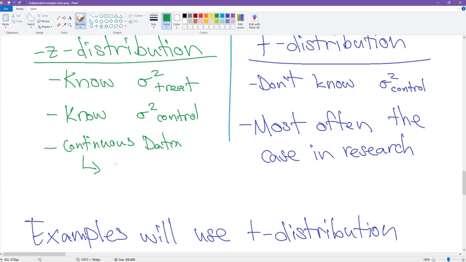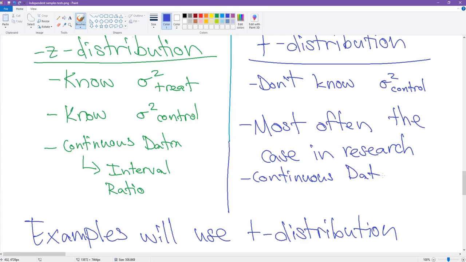Shoe size, for instance: you can get a size 8.5, but unless you make it yourself, you can't get a size 8.25. So it's technically kind of continuous data, but we should really just call that interval data and ratio data. I'm going to write that on the other side as well because it's the same thing. So we want continuous data, and we really want just interval and ratio data when we're dealing with the t and the z distributions.